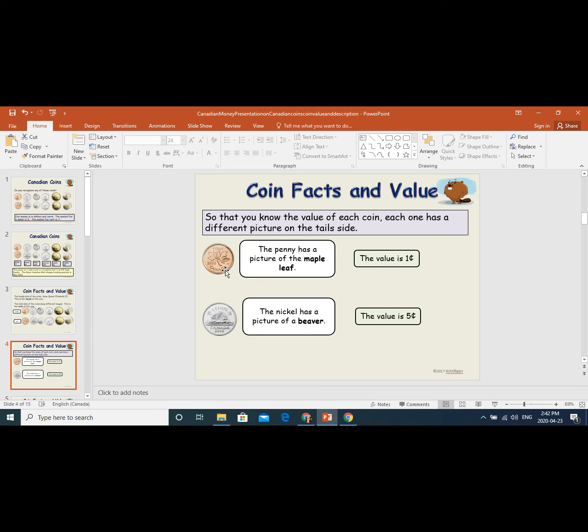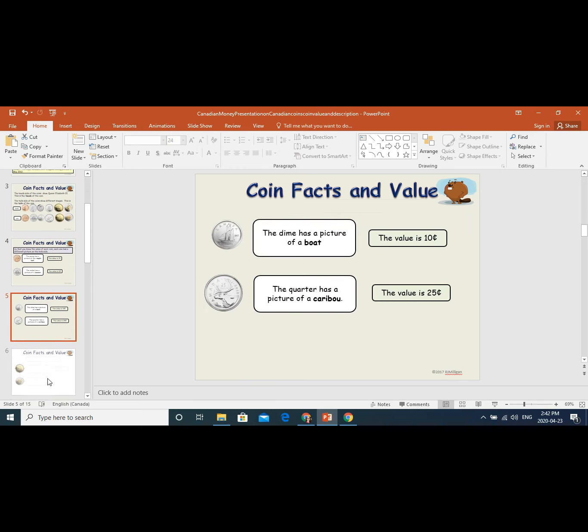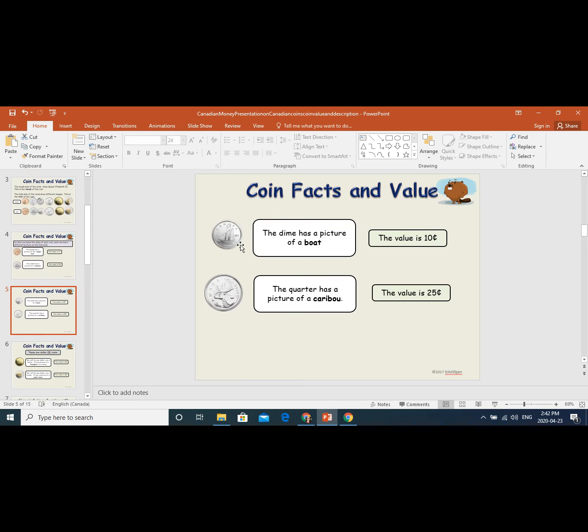So this is the penny, and the penny has a maple leaf on it. And you'll notice that on the penny, it says 1 cent right there, just to remind you in case you forget. The nickel has a picture of a beaver. And again, it says 5 cents up there, in case you forget what it's worth. Now, the dime has a picture of a boat. Now, the dime is worth 10 cents. It says it really tiny there. And the quarter has a picture of a caribou on it. And the quarter, again, remember, is worth 25 cents.